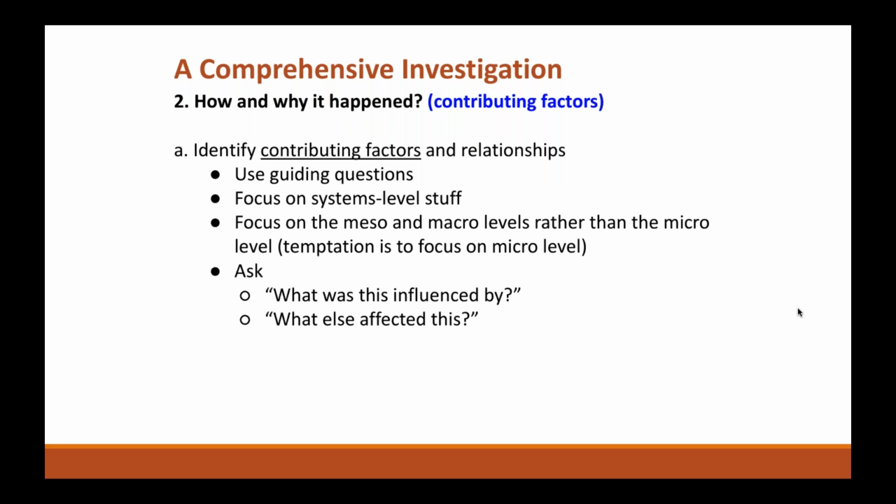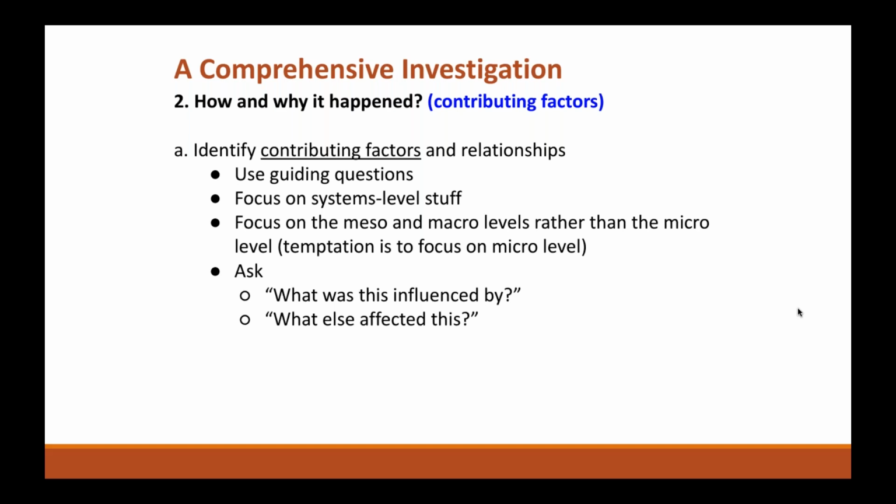Okay, so that was the primary problem type. The next part is we need to determine how and why the incident happened. And going back to our anatomy of an incident, these are the contributing factors. So we need to identify the contributing factors and the relationships between the contributing factors, and the relationships between the contributing factors and the primary problem type.